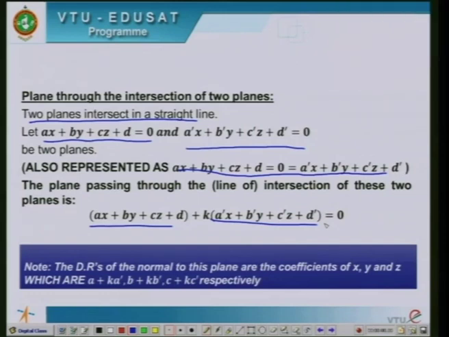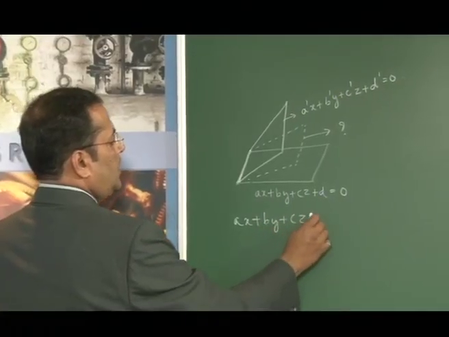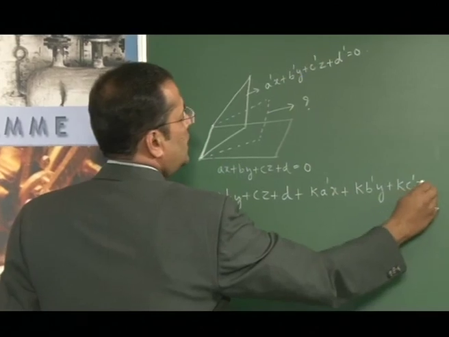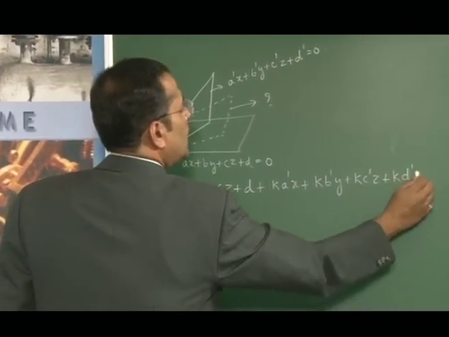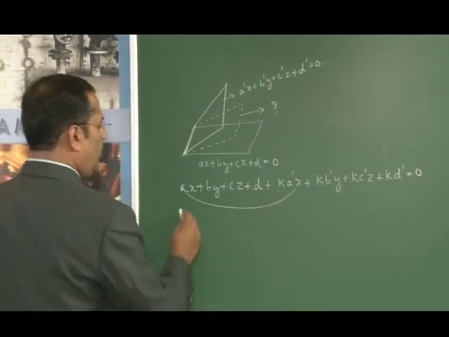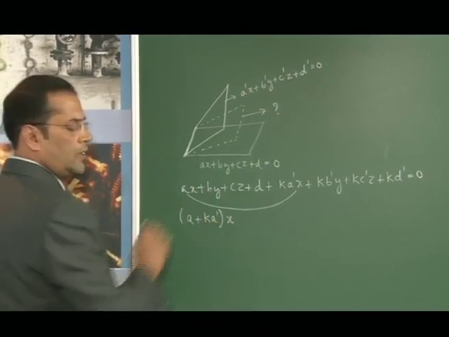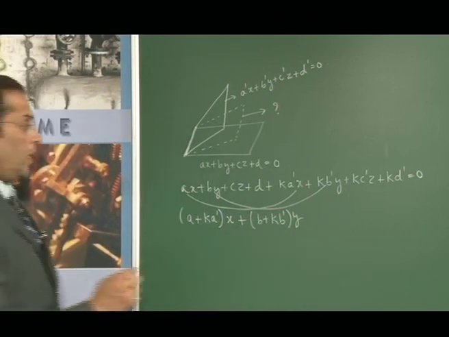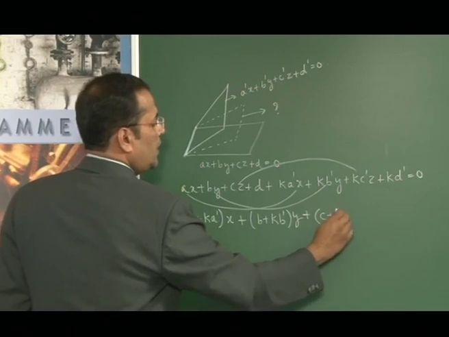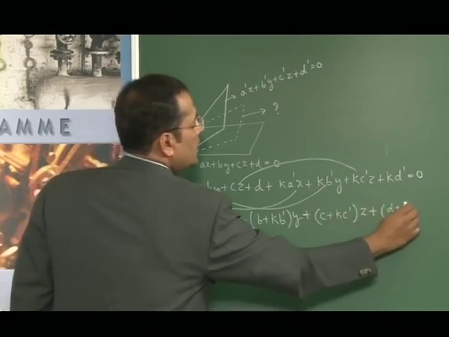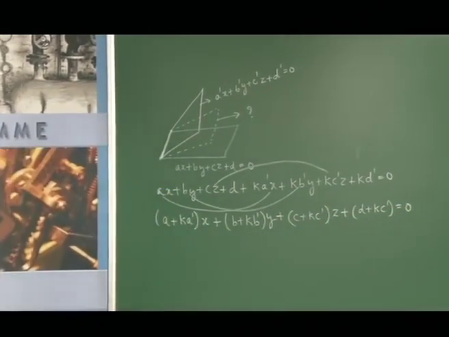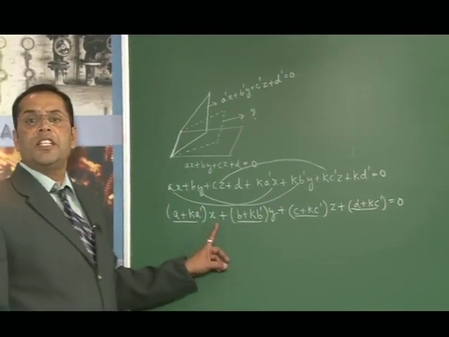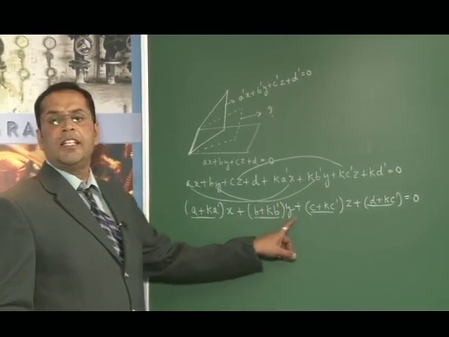Now, if you expand this equation, you get Ax plus By plus Cz plus D plus kA dash x plus kB dash y plus kC dash z plus kD dash equal to 0. If you rearrange by taking the respective common factors, you get (A plus kA dash) into x, which is the coefficient of x, plus (B plus kB dash) into y, plus (C plus kC dash) into z, plus (D plus kD dash) equal to 0. As you see, this again represents a plane because these are just constants. So, the intersection of two planes is again a plane, and notice that the coefficients of x, y and z are A plus kA dash, B plus kB dash and C plus kC dash.